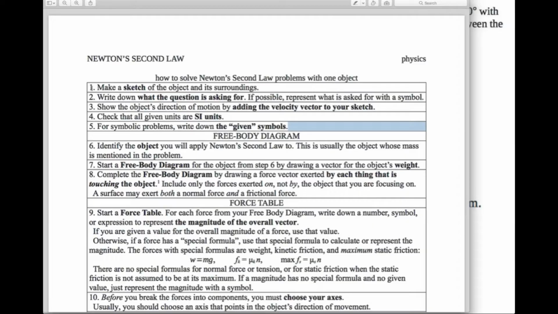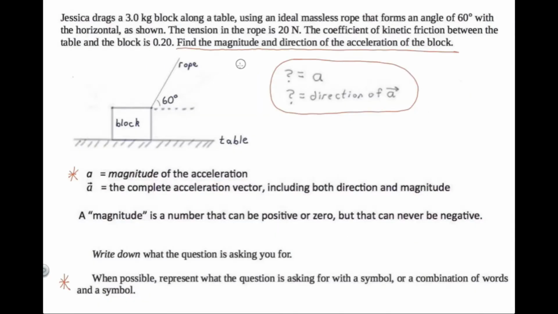You should print out this handout so that you can follow along with the steps as we proceed through the solution. Now, the problem has already provided us with a sketch, so let's begin by making a note of what the question is asking us for. The question asks for the magnitude and direction of the acceleration. When possible, you should try to represent what the question is asking you for with a symbol. Notice that the symbol A, written without an arrow on top, stands specifically for the magnitude of the acceleration vector.